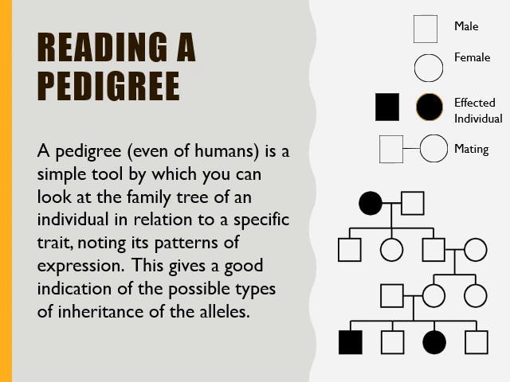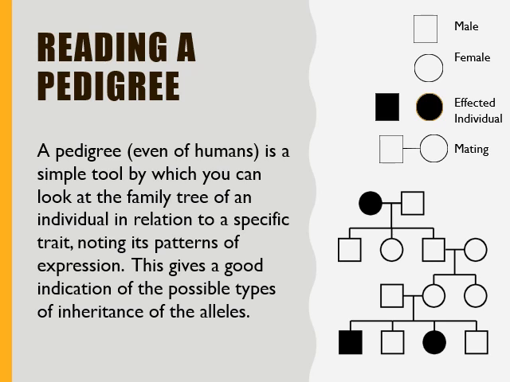So, broadly speaking, and this will come up in the next lecture a bit, you've got squares and circles. Squares are male, circles are female. If it is filled in completely, it means that they are affected. It doesn't mean it's dominant or recessive. We're trying to figure that out. What it means is they have the condition. And if it's open, if it's white on the inside, it means that they do not have the condition.